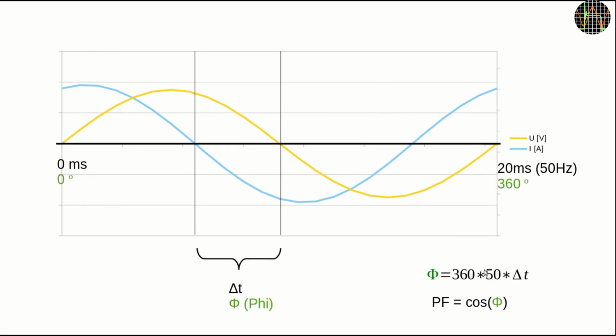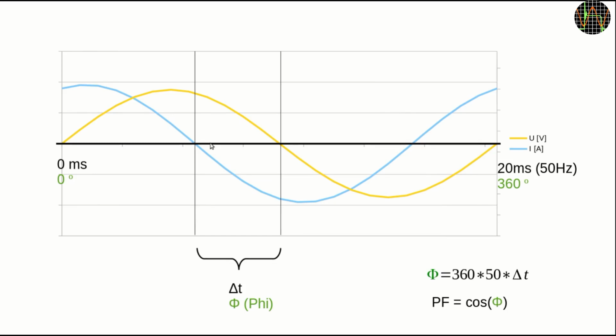The 50 here stands for 50 Hz frequency. Just replace that with 60 if your mains frequency happens to be 60 Hz. Once we have phi, we can calculate the power factor as its cosine. Because the light blue trace is ahead of the yellow voltage trace, it is called a leading power factor and indicates that the waveform is caused by predominantly capacitive loads.